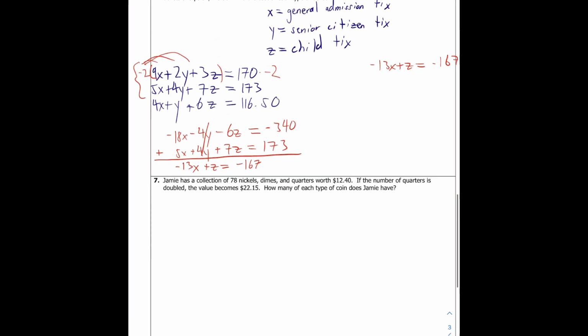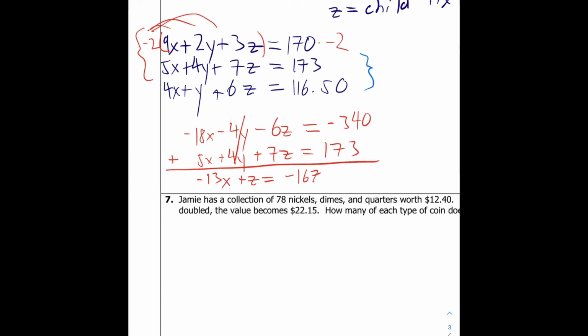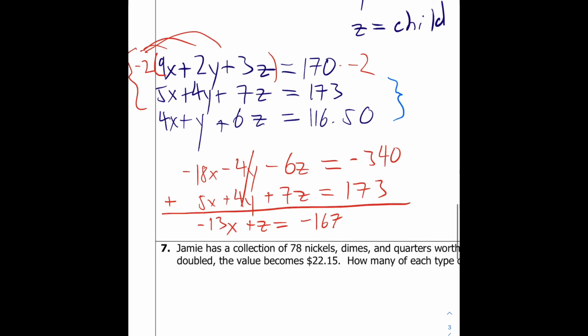Now let's deal with the other 2 equations. We have to eliminate y since that's what we did in the first step. So I'm going to multiply both sides of the bottom equation by -4. That'll give me a -4y, which will cancel when I add it to the +4y. And then I multiply the other side by -4.